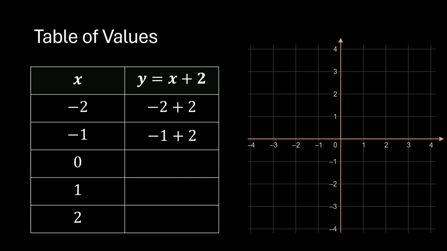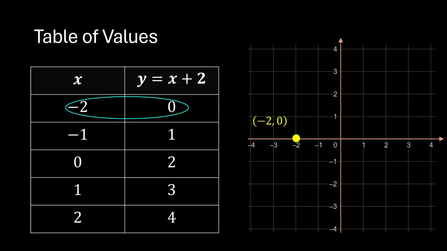When x equals minus 1, we have that y equals minus 1 plus 2. When x equals 0, we have that y equals 0 plus 2. When x equals 1, we have that y equals 1 plus 2. And when x equals 2, we have that y equals 2 plus 2. So tidying up gives us these values for y.